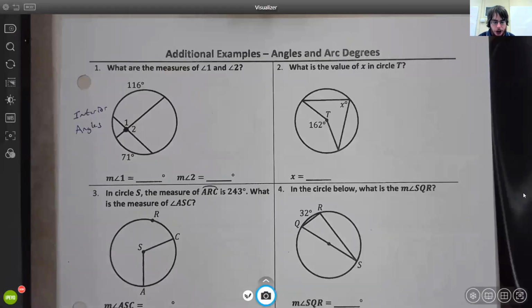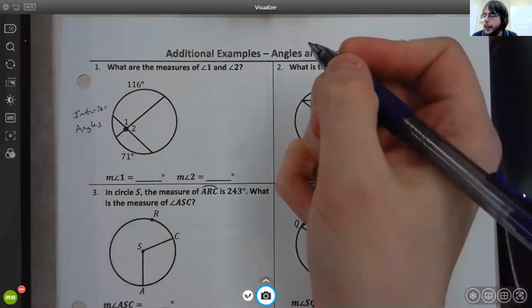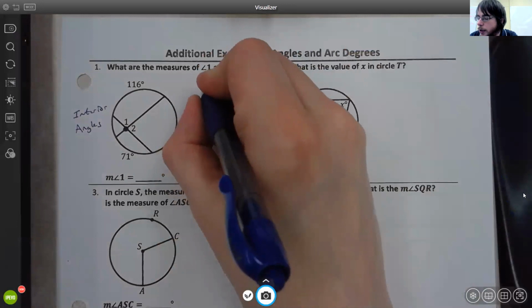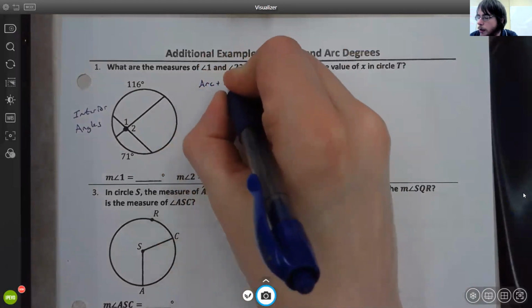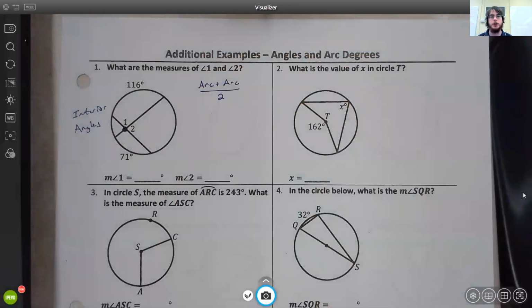So since we have interior angles, we need to have two arcs labeled in order to determine the interior angle that we're looking at. Now, if you remember, we talked about interior angles and how to find them, and we had to take arc plus arc divided by 2. And it didn't matter which arc we listed first because addition is commutative. We can switch them around any way we want to.